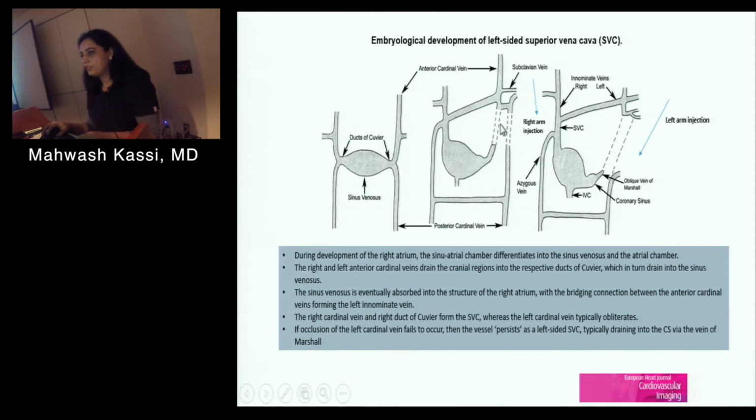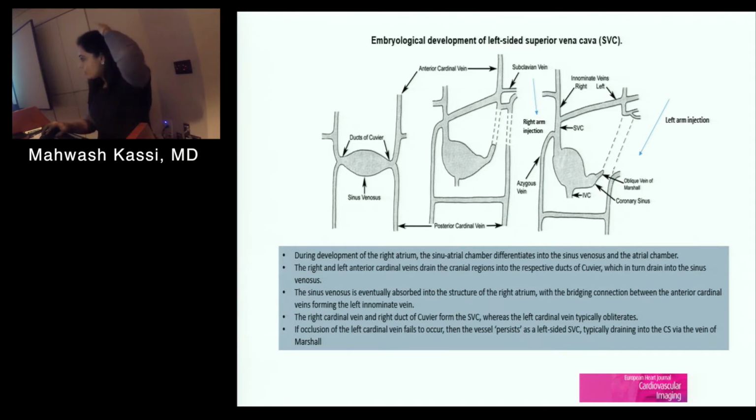But the vein here basically degenerates, and it loses its connection between the coronary sinus and this portion here on the left side. So in a normal person, you would only have this SVC, but there's no left-sided SVC. Basically, there should be no connection between the veins here and the coronary sinus here.